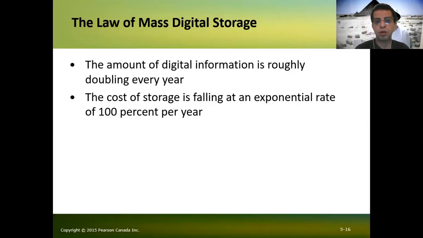Now, there is what you call the law of mass digital storage. The amount of digital information is roughly doubling every year. Getting a 10 terabyte drive costs you less than $200, and it might be cheaper now. I used to have 1 terabyte, then it became 2 terabytes, and then we found out 2 terabytes is not enough, and then 4, and now 6. And I'm thinking of buying another one, a 10 terabyte, as a backup for the data that I have.